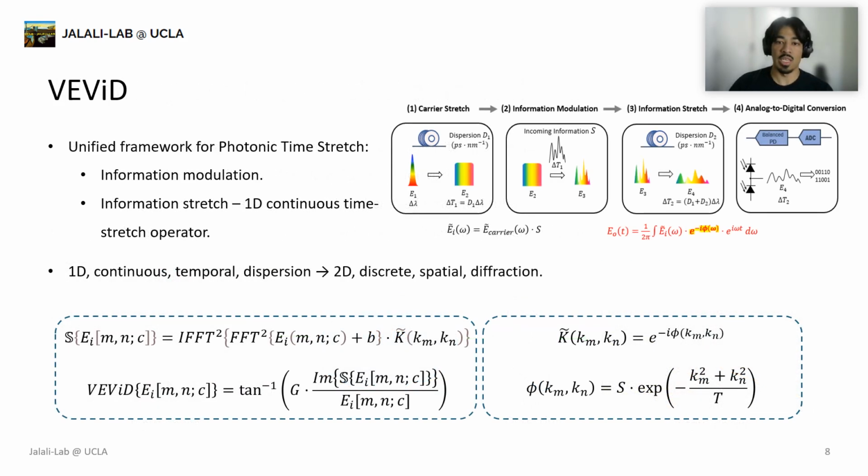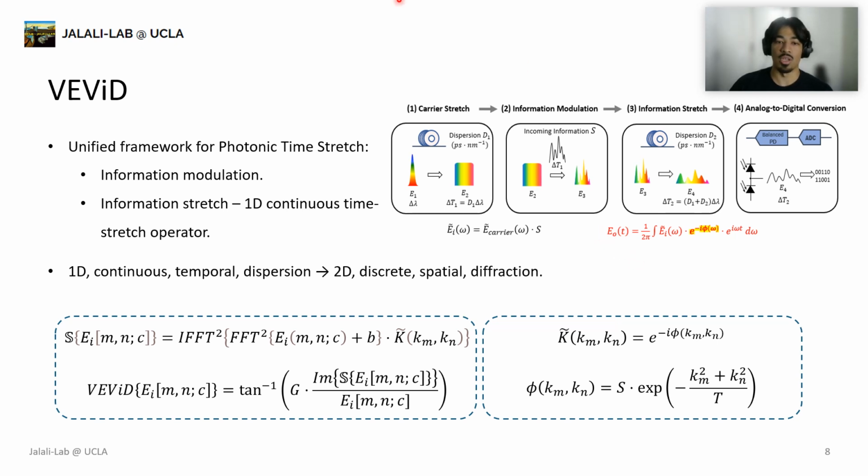Now let's dive a bit deeper into the mathematics behind Vivid. We will start by examining the unified framework for photonic time stretch, seen here to the right, from which the PhyCV algorithms are derived. The core steps here are the information modulation, in which the incoming information is modulated onto the optical spectrum, and the information stretch, in which the spectrum is manipulated in accordance with the physics of optical dispersion. The information stretch step gives rise to the 1D continuous time stretch operator, seen here in red.